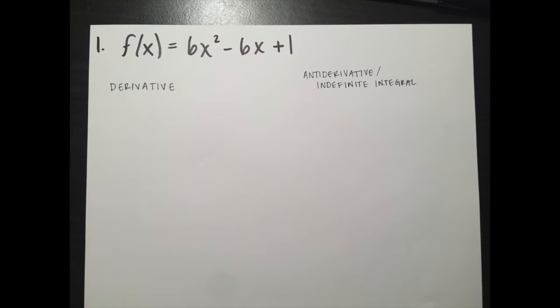Number 1 gives us a function 6x squared minus 6x plus 1. This is a standard algebraic function that would give us some kind of parabola that translates to the right and down a little bit from the origin, which is all fine and dandy, but let's take the derivative so we can really figure out what the function of the slope is at any given point.